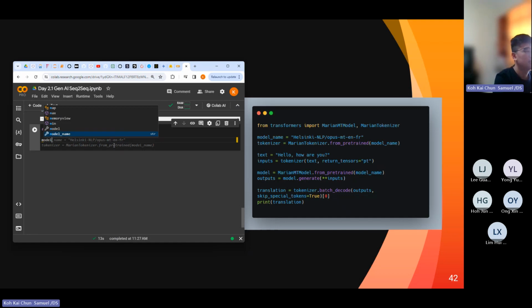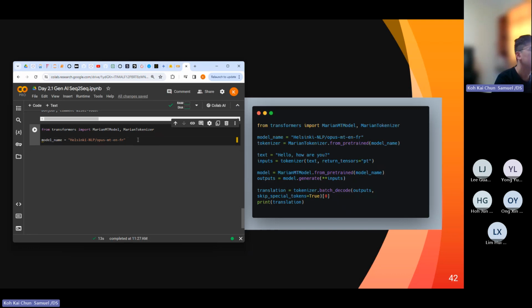So you first do a model name. Model name is just a variable that you want to save the model to. So we call it Helsinki-NLP/opus-mt-en-fr. MT stands for the MarianMT model, English, French, en-fr. So you're importing the specific model that translates from English to French that's been done by other people.